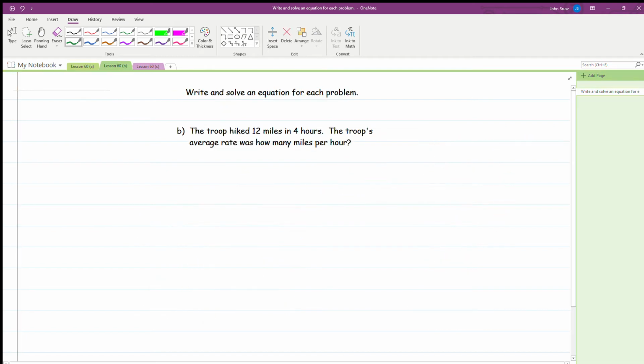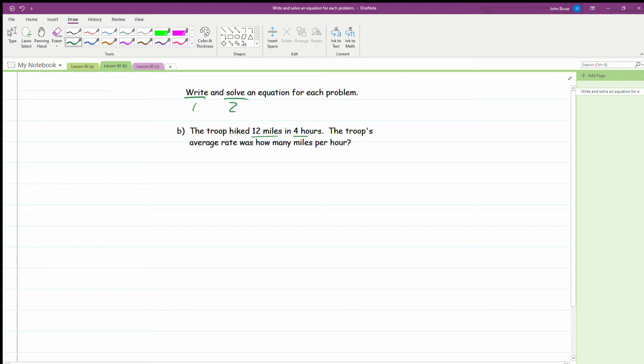Let's go to B. Again, write and solve. So we have two parts, write and solve, 1 and 2, an equation for each problem. It says the troop hiked 12 miles in 4 hours. The troop's average rate was how many miles per hour? Well, we know that they hiked 12 miles in 4 hours. So we know how far they can go in 4 hours, but we need to know how far they can go in 1 hour.